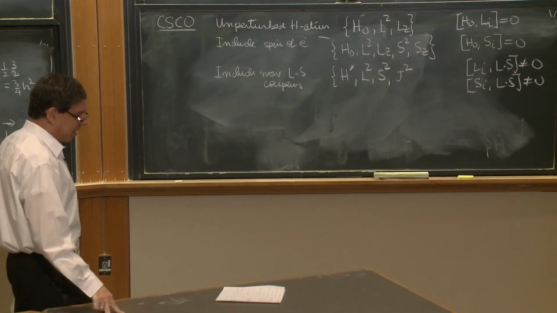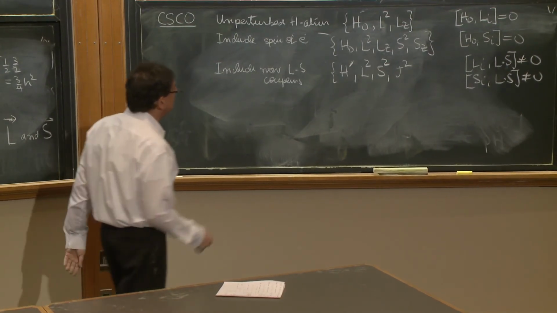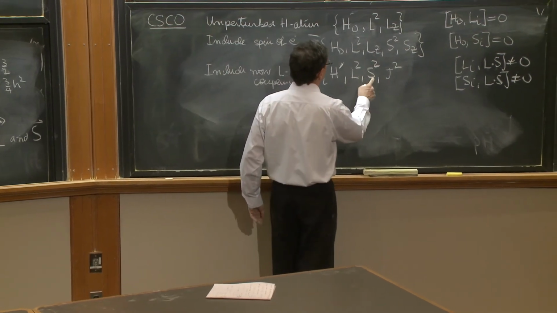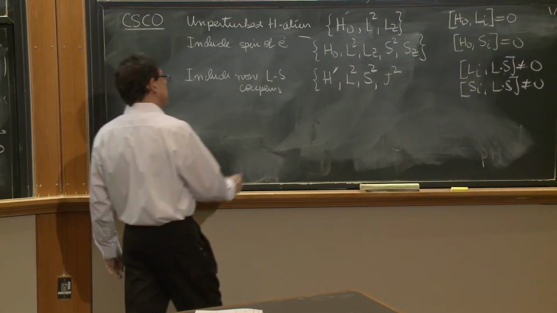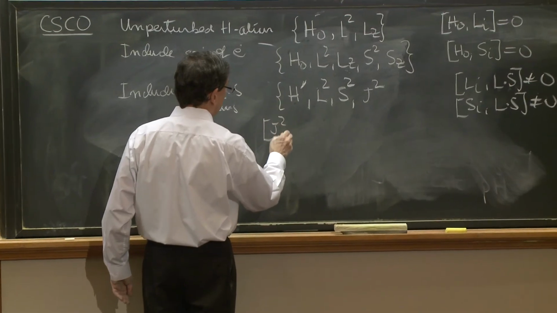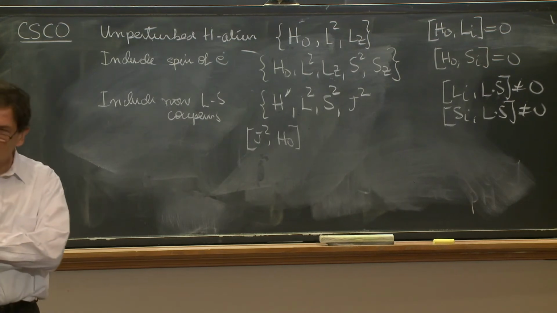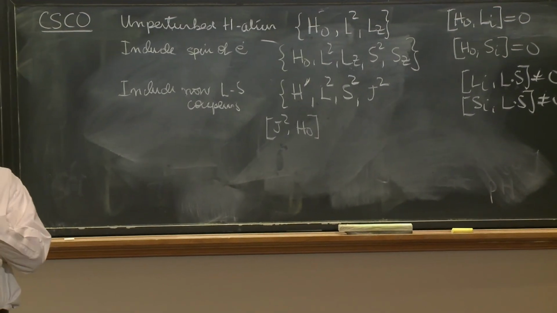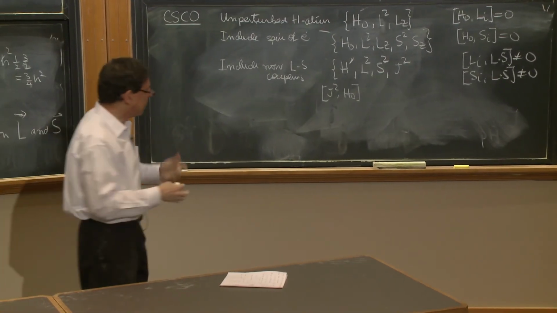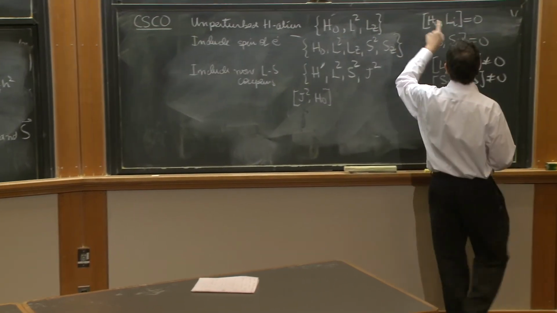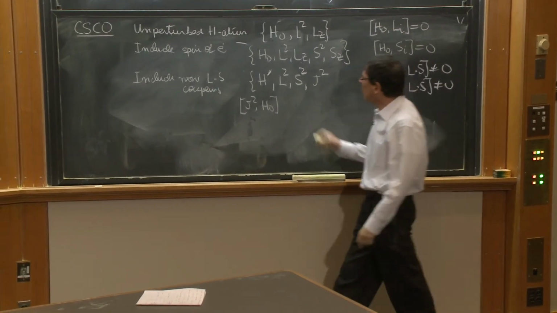J squared is the same thing as L dot S for all intents and purposes, because it differs from this one by this thing. So let me go slowly through this. How about J squared with H0? Does J squared commute with H0? H0 was the original Hamiltonian. J squared is built with Li's and Si's, doing sums and products and all things. But the Li's and Si's commute with H0. So anything you build with Li's and Si's will commute with H0. So this should be 0.